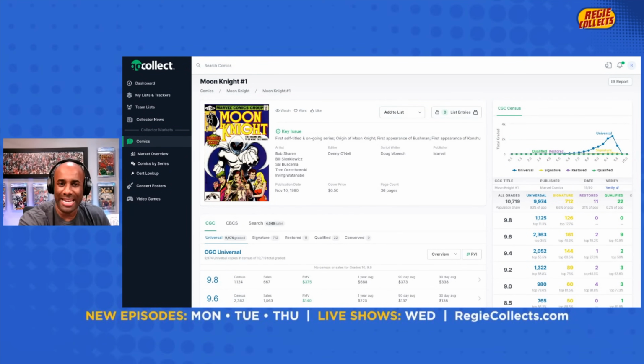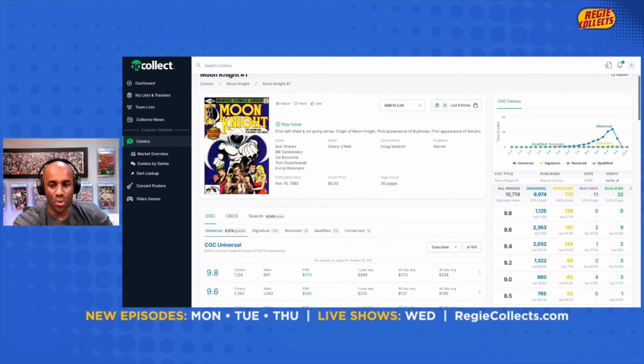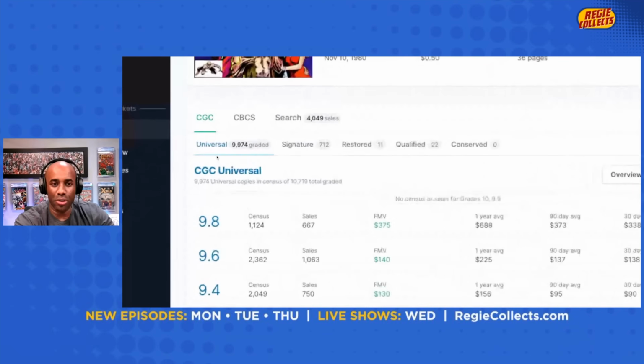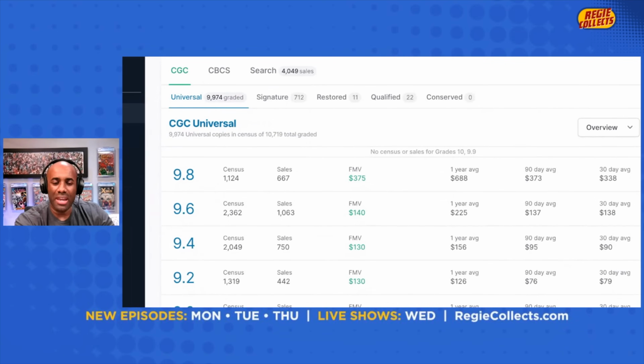This is from 1980. This is Moon Knight issue number 1, first self-titled series for Moon Knight. And when we look at some of the data here, what we can see, let me make that a little bit larger for you, is that there are 9,974 universal blue labels that are out there.